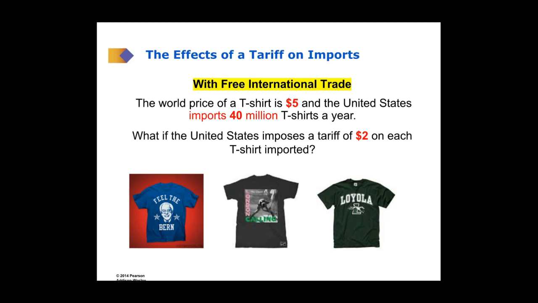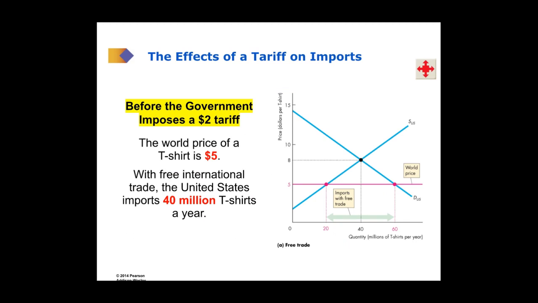Now, let's go back to our example and see how a tariff might work with free international trade. 40 million T-shirts were imported each year at $5 each. And in that marketplace, there were 60 million T-shirts sold overall, but 20 million of them were produced domestically, so they wouldn't be subject to the tariff. But now, let's say what happens if the United States puts a tariff of $2 on each imported T-shirt? Well, those 40 million T-shirts that were imported would be subject to a $2 tariff. So now the price is no longer $5.